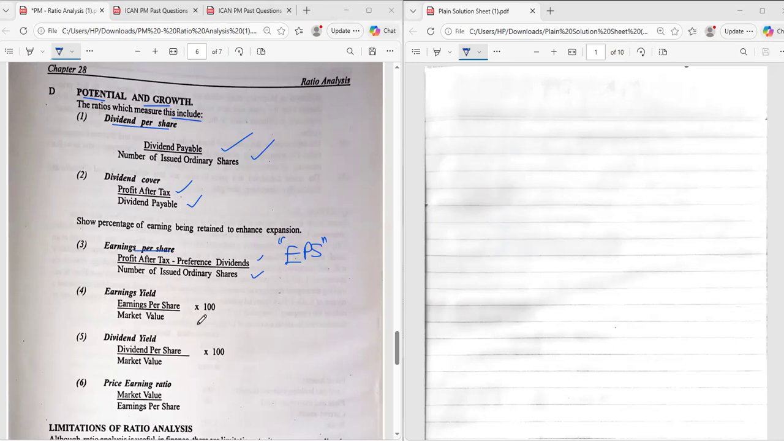I'll share again. So the number of issued shares. Okay, so that's the formula for EPS. Profit after you paid tax, take out your preference dividend, and then whatever is left is the money remaining for ordinary shareholders. That is why you are dividing it by the number of issued ordinary shares.